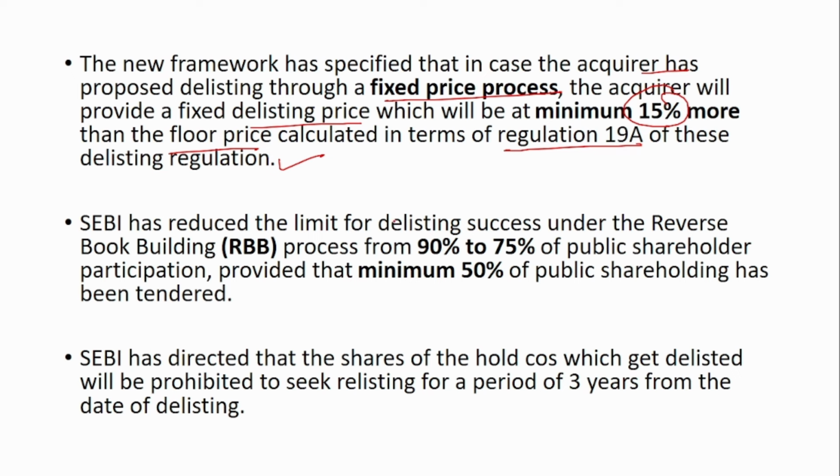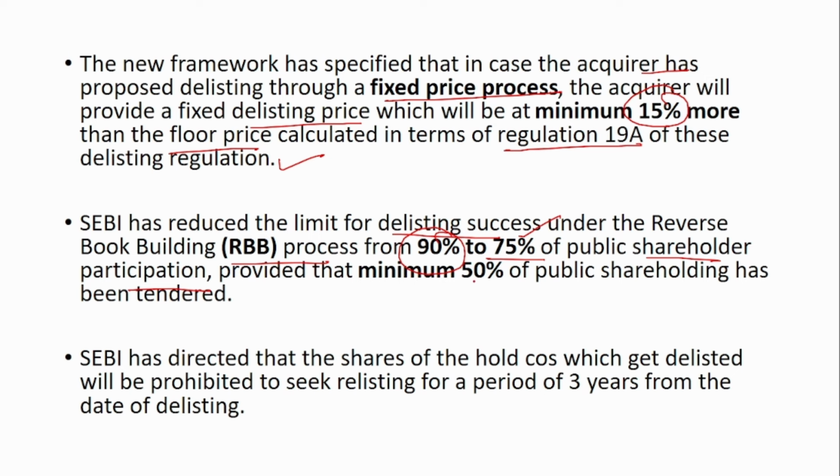So SEBI has reduced the limit for delisting success under the reverse book building process from 90% to 75% of public shareholder participation. So if you see, under the reverse book building, at least 75% of the public shareholders should participate. So previously it was 90%. Since it's very huge, it has been reduced to 75%. Only if 75% of the public shareholders participate, this will be a valid one.